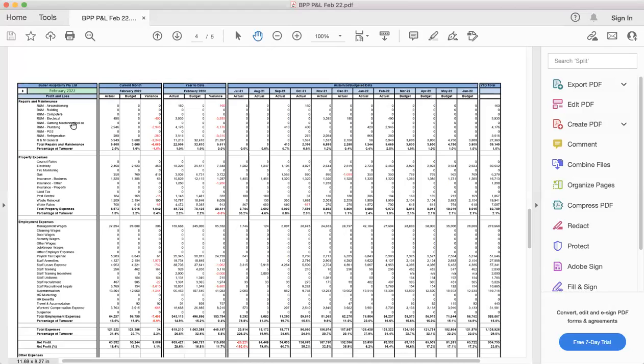On the sides, you can see we're split up with electrical, plumbing, refrigeration, etc. Total R&M for this venue for the month was $9,665 against a budget of $3,000. So we've overspent by $6,000.